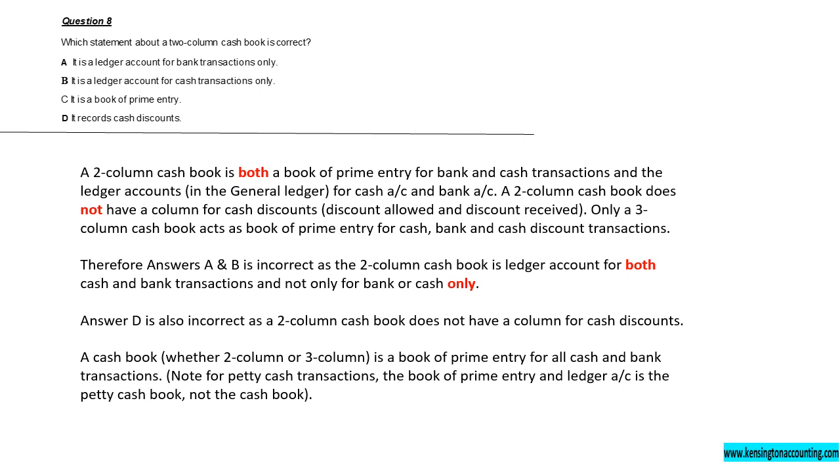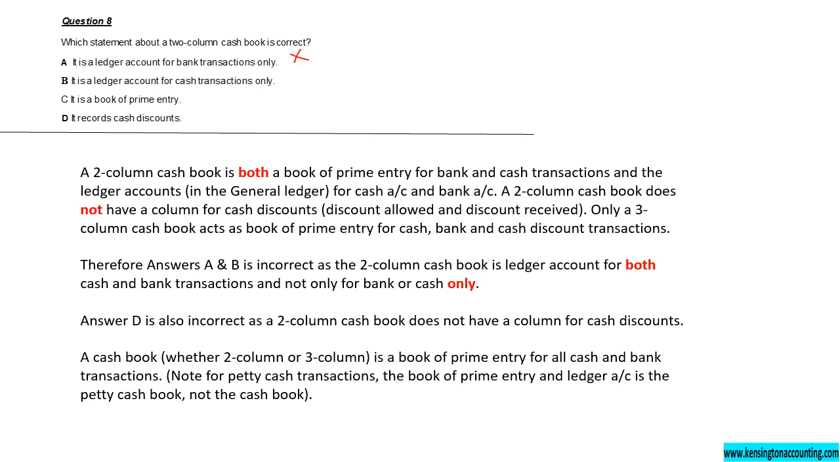Answer A, it says a 2-column cash book is a ledger account for bank transactions only. That's wrong because the 2-column cash book also includes a column for cash. So that's wrong.